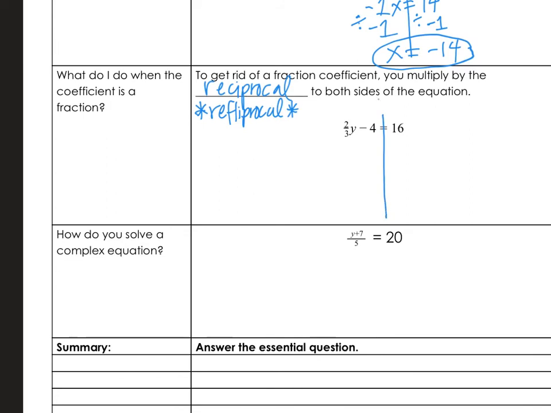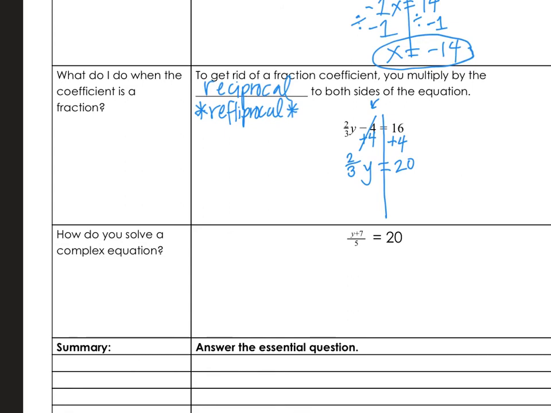My variable is on the left-hand side, so my constant is also on that side. My constant is 4, and it is being subtracted. So in order to get rid of it, I need to add 4, and I'm going to do that on the right-hand side as well. These cancel out. 16 plus 4 gives me 20, and I need to make sure I write down everything else that's on the left-hand side. Okay, so here is where what we just learned is going to come in handy.